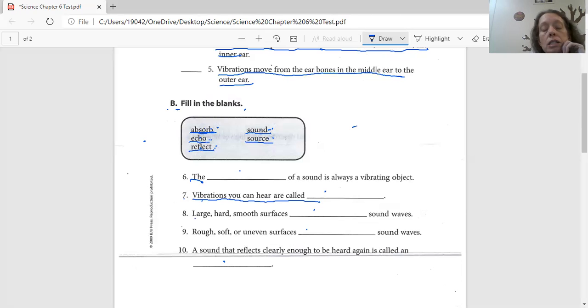Number 8 says, large, hard, smooth surfaces, blank sound waves. They absorb sound waves, they echo sound waves, they reflect sound waves, they sound sound waves, or they source sound waves. Put your answer in here.